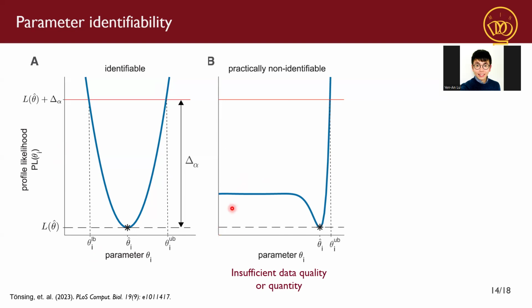The second type of behavior is practically non-identifiable parameters, where one side never reaches the significance threshold. What this further tells you is that you might have insufficient data quality or quantity, which you can improve further.